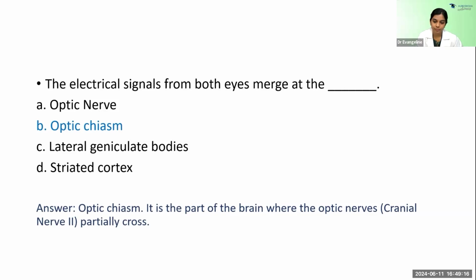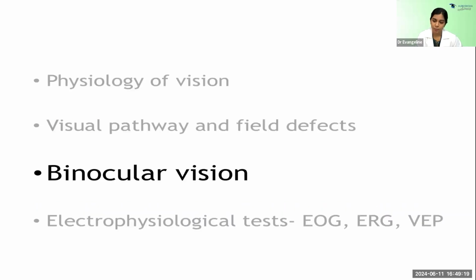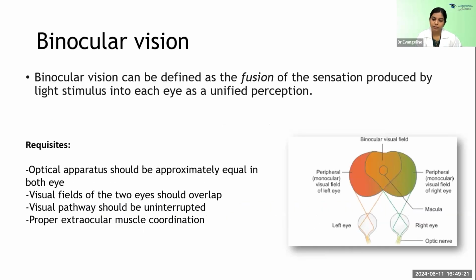Now let's see what binocular vision means. Binocular vision can be defined as the fusion of the sensation produced by light stimulus into each eye as a unified perception. There are a few requisites for binocular vision. The optical apparatus should be approximately equal in both the eyes. Visual fields of the two eyes should overlap. Visual pathway should be uninterrupted. And there should be proper extraocular muscle coordination.